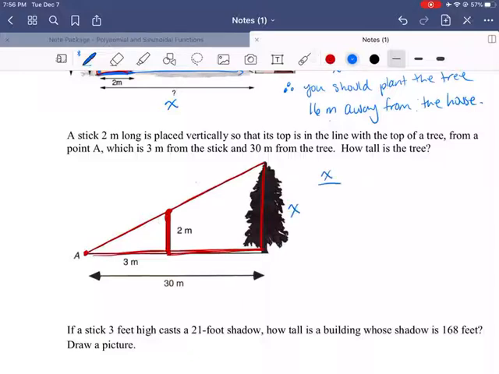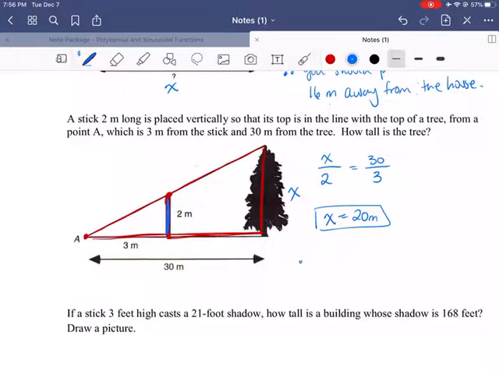So we're going to start with our unknown, and we're going to put that over its corresponding side of the smaller triangle, which is 2. Okay, so the height of the tree is the same as the height of the smaller triangle. And we're going to compare that to the distance of the tree away from A and the distance of the stick away from A. So x over 2 equals 30 over 3. And if you solve this, you're going to get x is equal to 20 meters. So therefore, the tree is 20 meters, not 20 meters away, 20 meters tall.